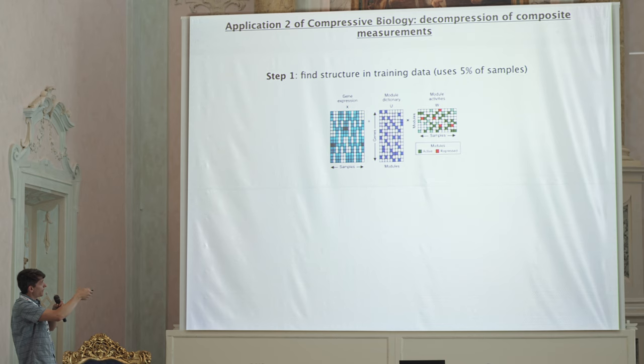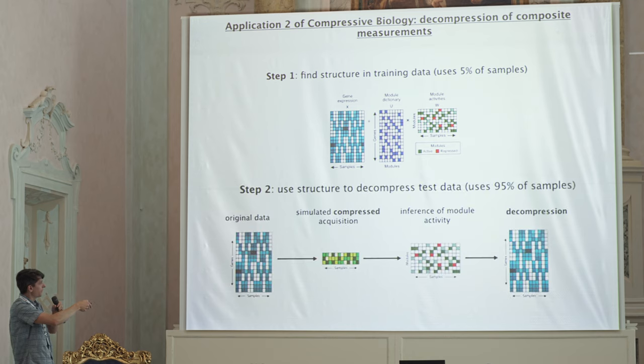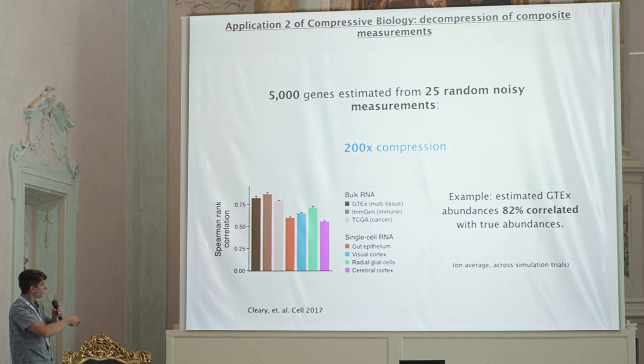For any given data set, we would randomly take 5% of samples in a data set. By data set, I mean like GTEx or all the samples in TCGA or something like that. And we would compute a factorization of a gene expression matrix like this, and that's meant to give us this module dictionary. Then, as I described before, on the remaining 95% of samples in the data set, we would simulate a small number of composite measurements, use those composite measurements to learn the module activity levels, and then infer what the gene expression profiles must have been. And then finally compare the approximated data with the original data that we didn't actually observe.